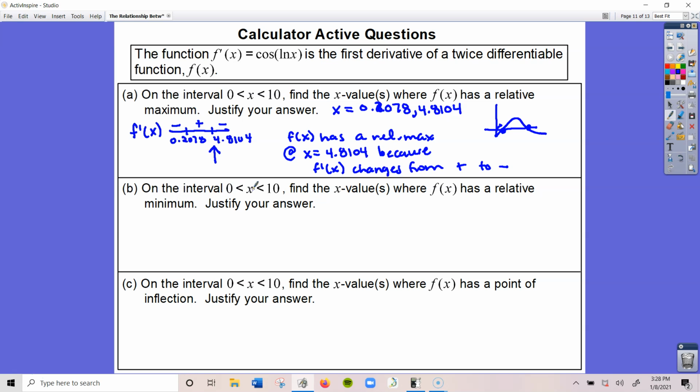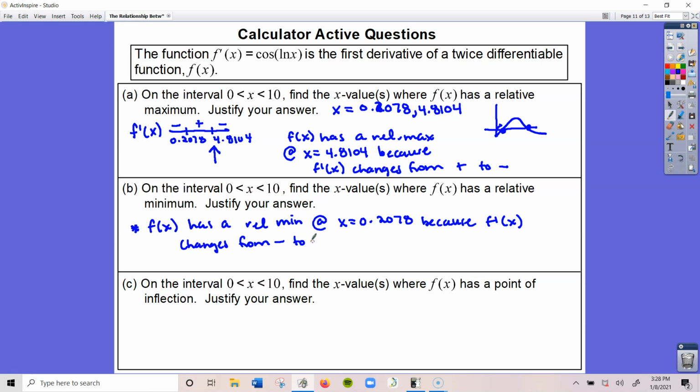Now on the interval between 0 and 10, we want to find the x values that have a relative minimum. We already did that work up here. So it has a minimum here at the 0.2078. So we would say f of x has a relative minimum at x is equal to 0.2078 because f prime of x changes from negative to positive.